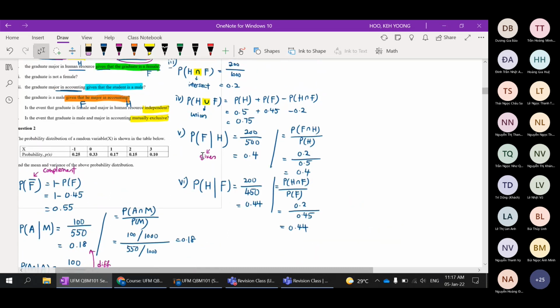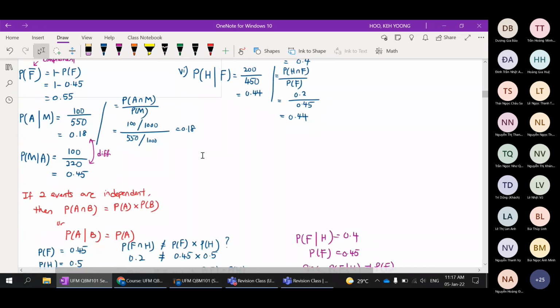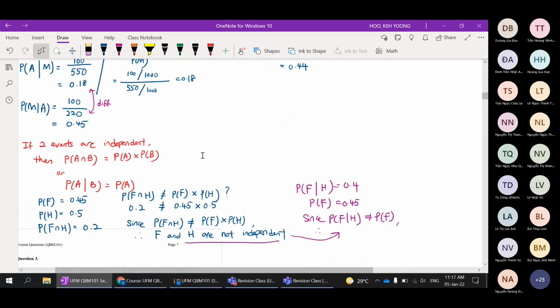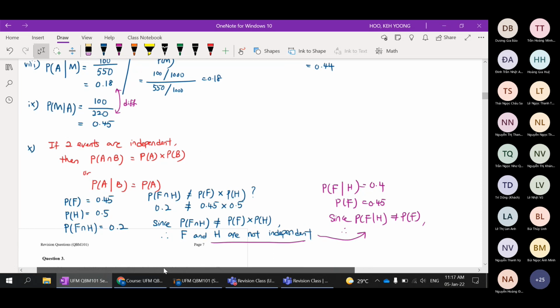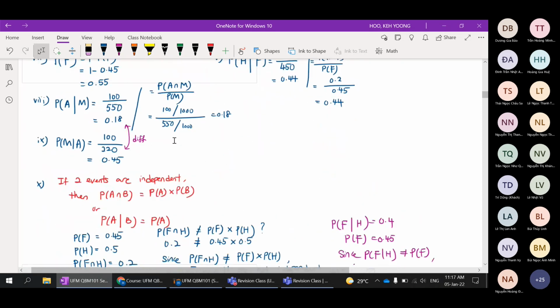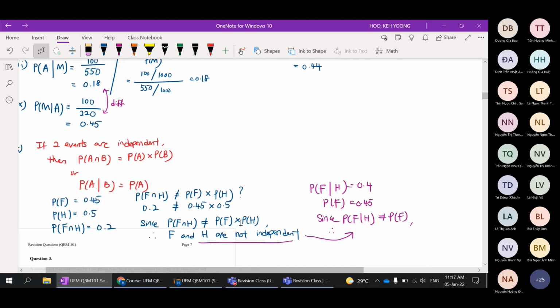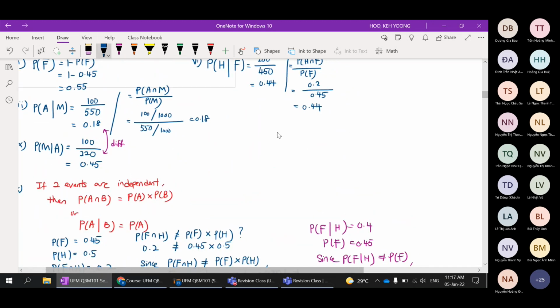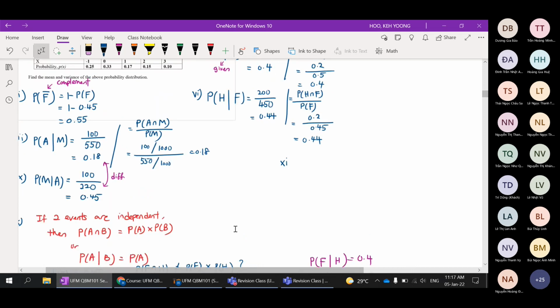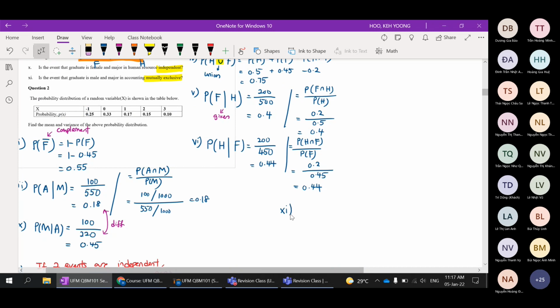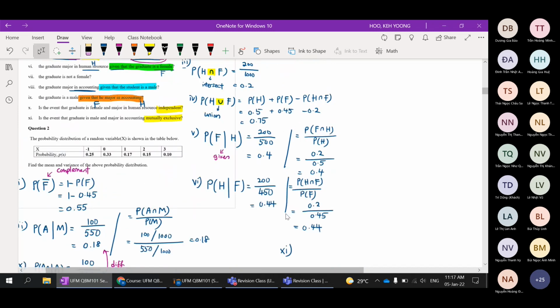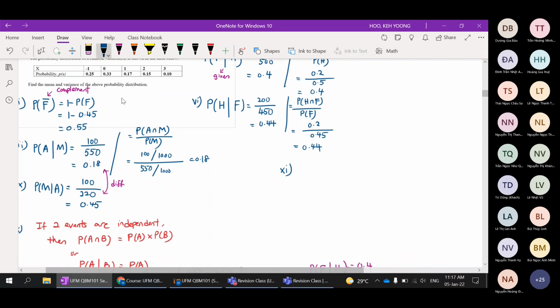We have the last question here. Prove whether meal and accounting are mutually exclusive. Sorry, this is question 11. So how do you prove it?